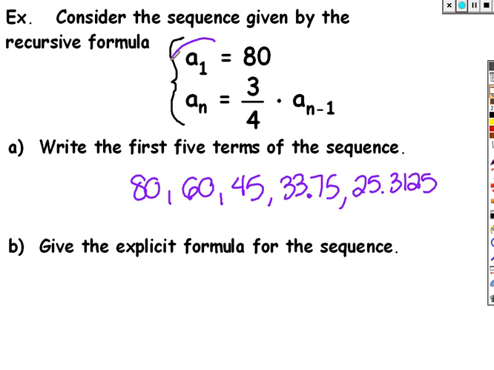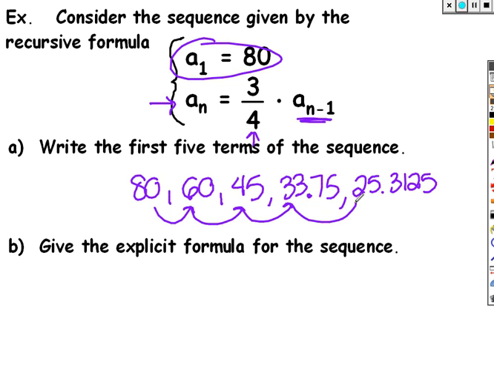So to find the first 5 terms, here's the first term, and then the second line of the recursive formula is telling me I need to take the previous term and multiply by 3/4. So if I multiply by 3/4 over and over and over again, feel free to use your calculator. That should give you the first 5 terms of the sequence.